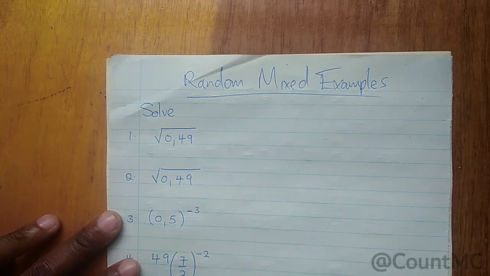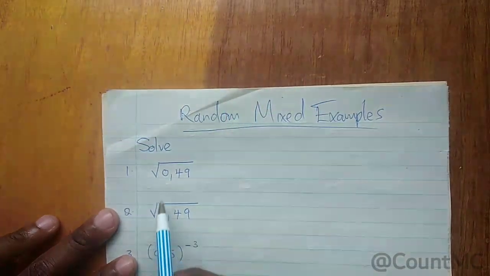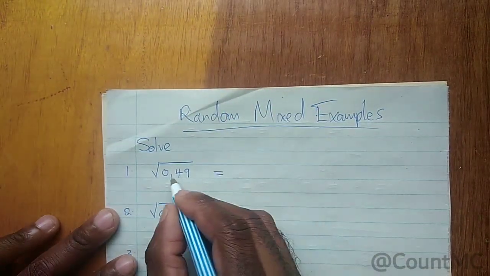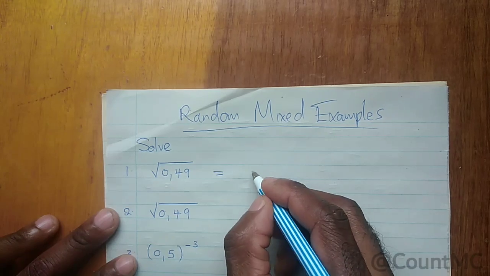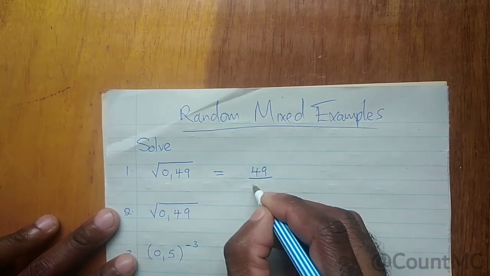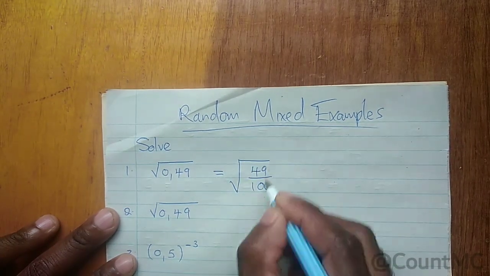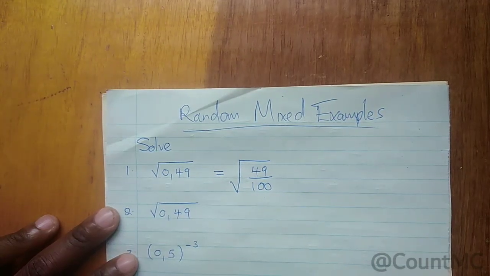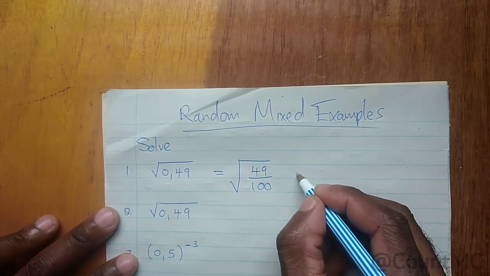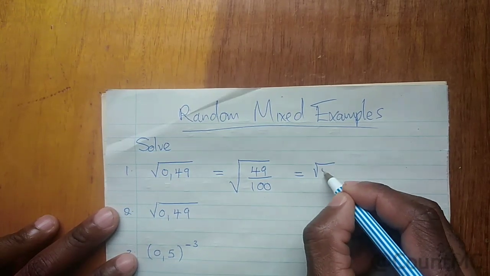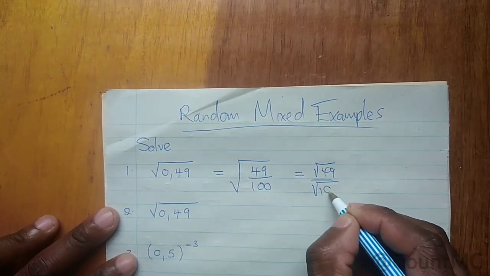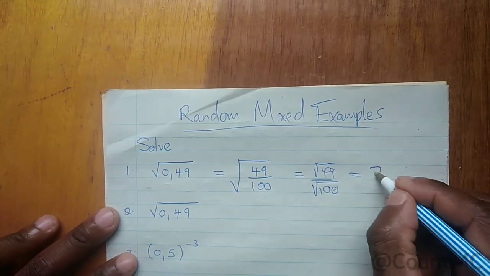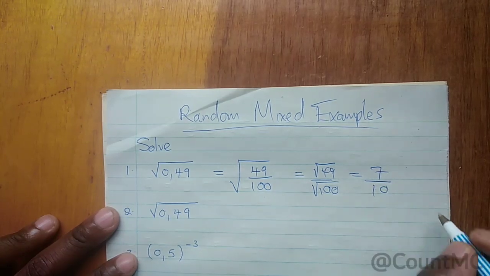Let us calculate this quickly. What is the square root of 0.49? You need to know how to convert this into a fraction. As a fraction, this is 49 over 100. So we are actually looking for the square root of 49 over 100. And this will be the square root of 49 divided by the square root of 100. Square root of 49, that's 7. Square root of 100, that's 10.